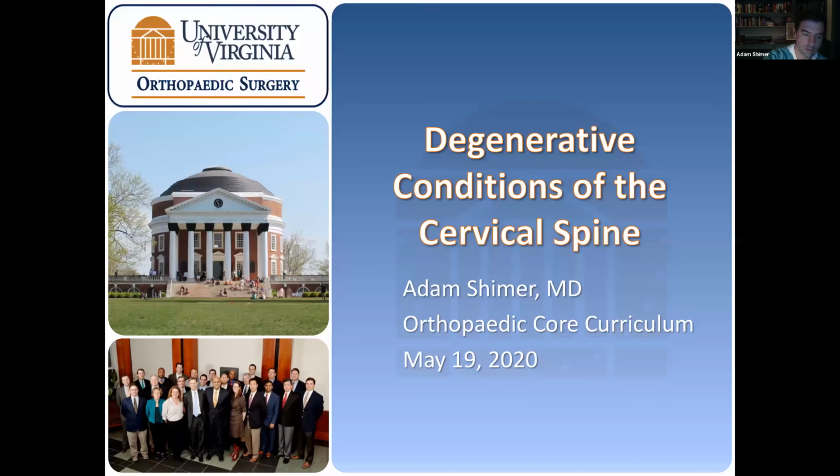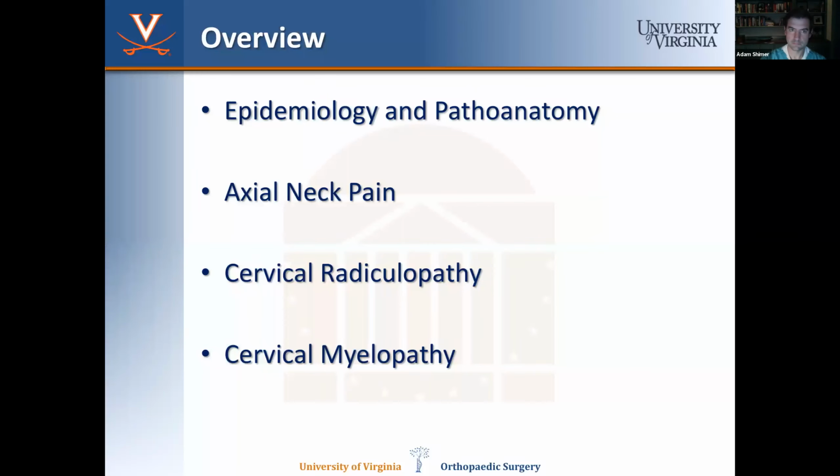Rock and roll. So this is based almost exactly off the Academy Review book chapter on cervical spine degenerative conditions, so we should follow nearly everything in the review chapter. We'll start off with axial neck pain, go to radiculopathy, and then talk about myelopathy in that order. We'll talk about who it happens to, how often it happens, neck pain, arm pain, and myelopathy.